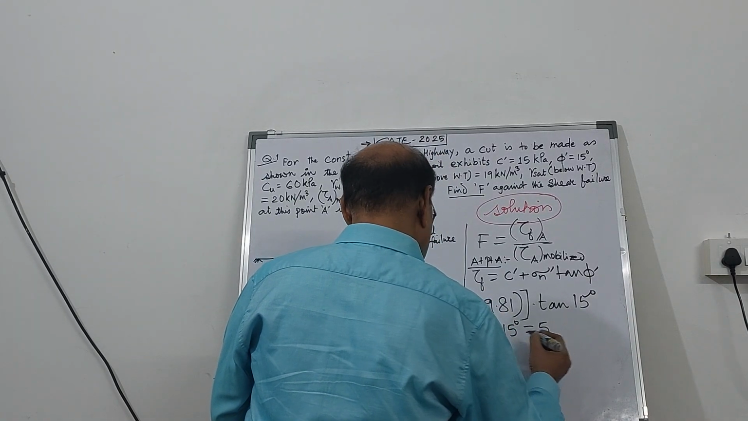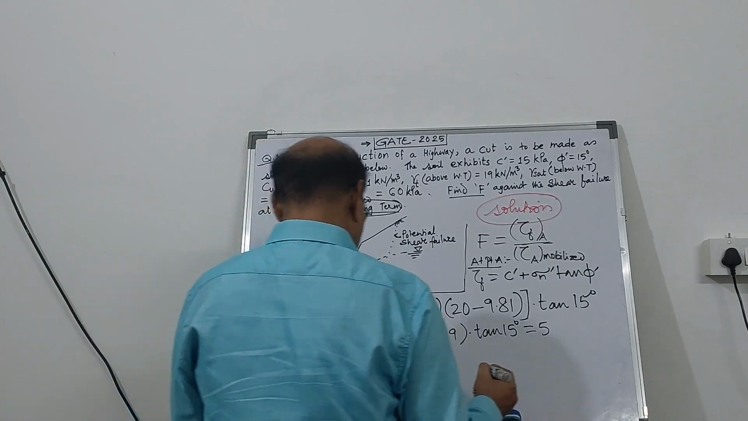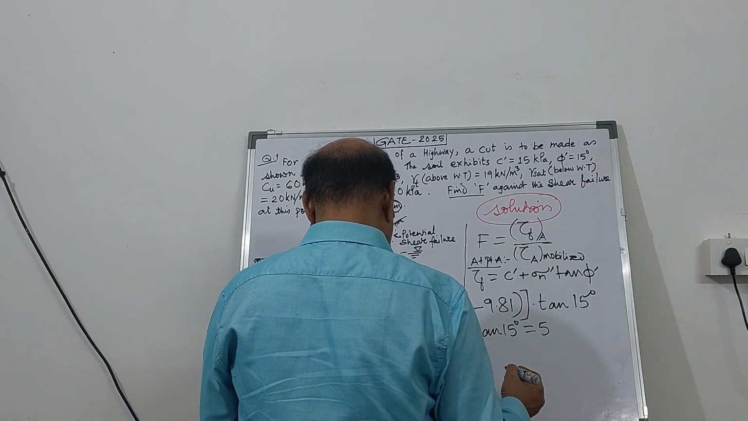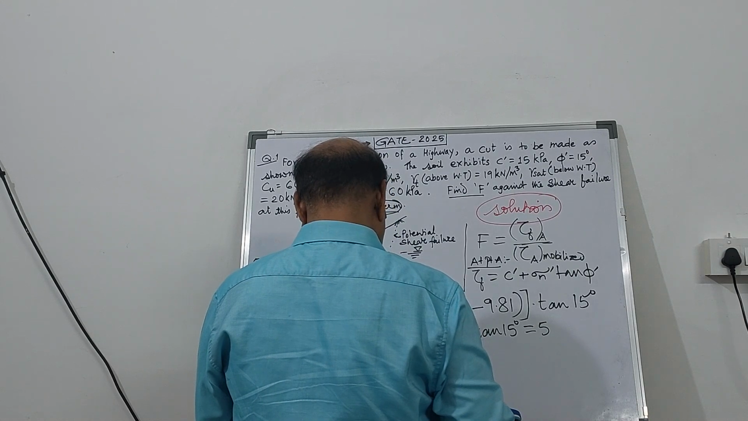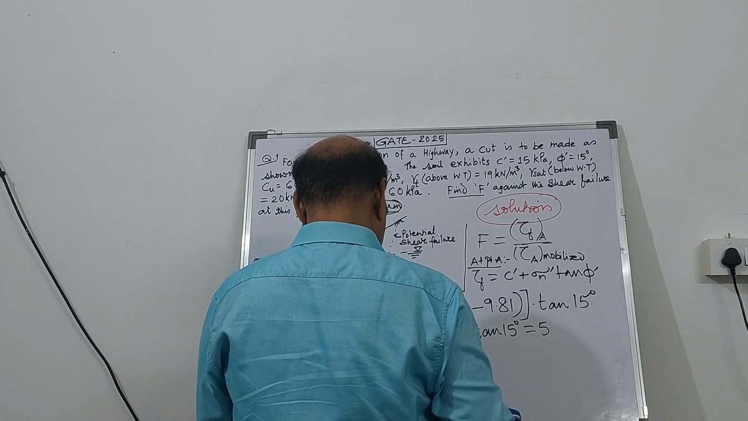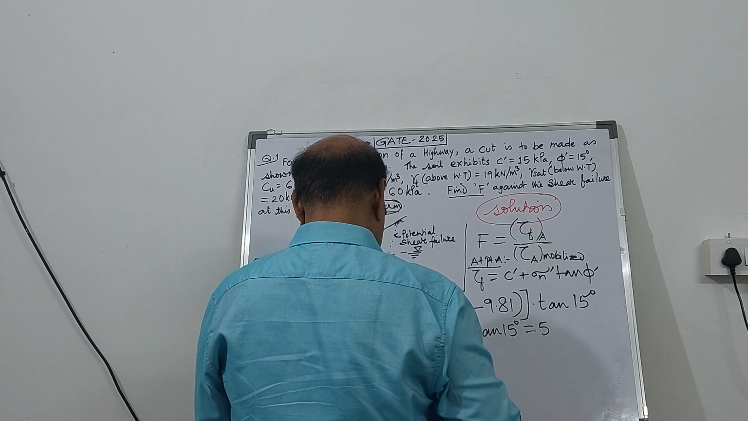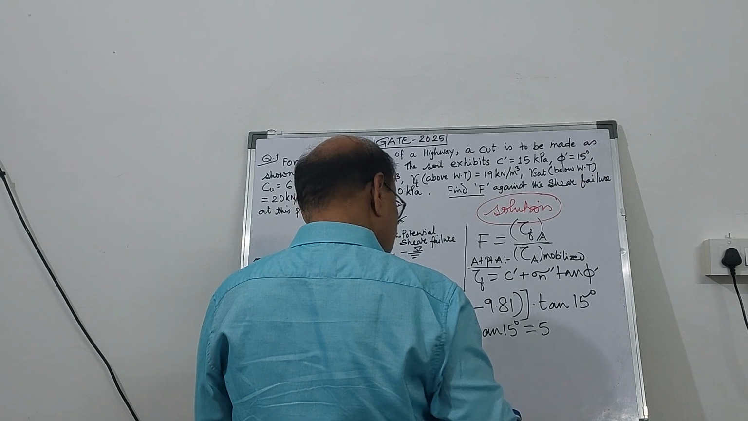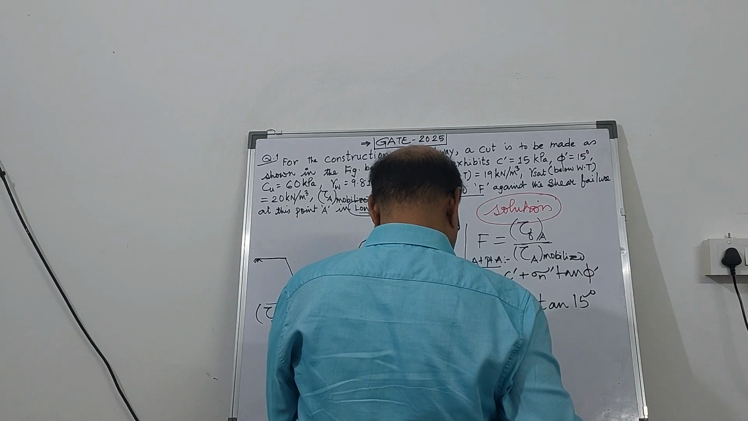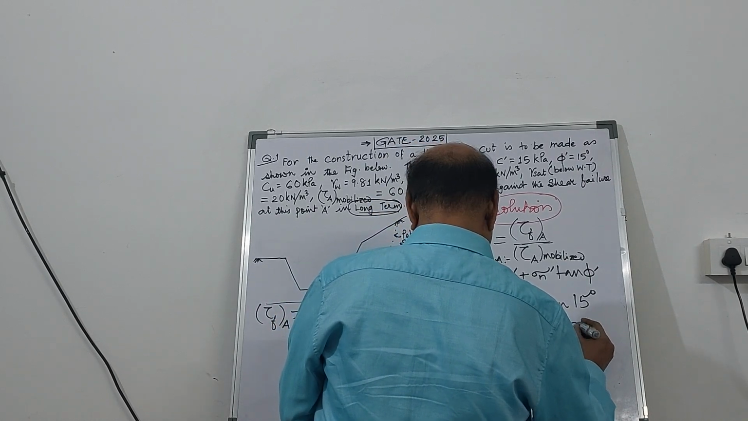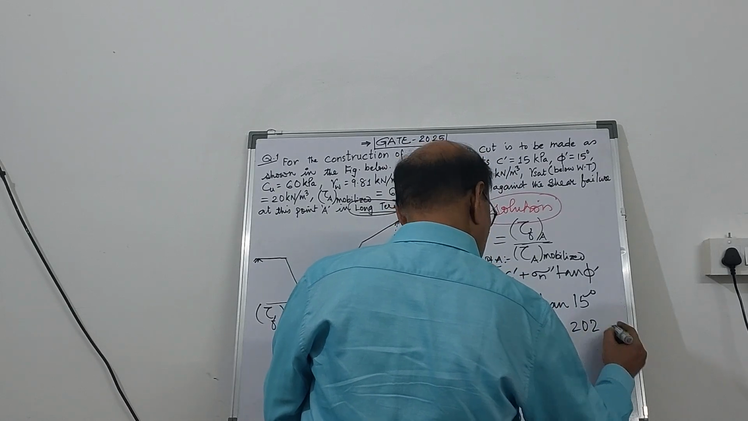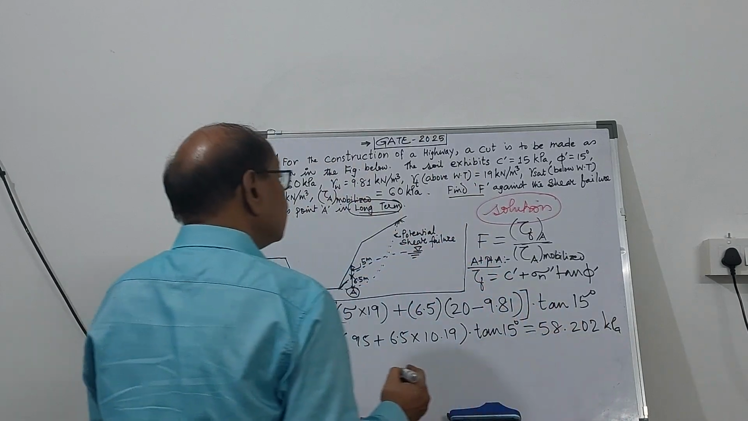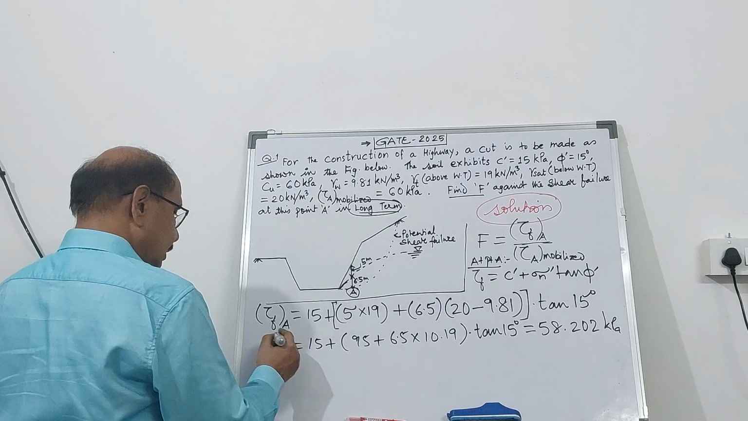So this total value is going to be 58.202 kilopascal. This is the value of tau f at A.